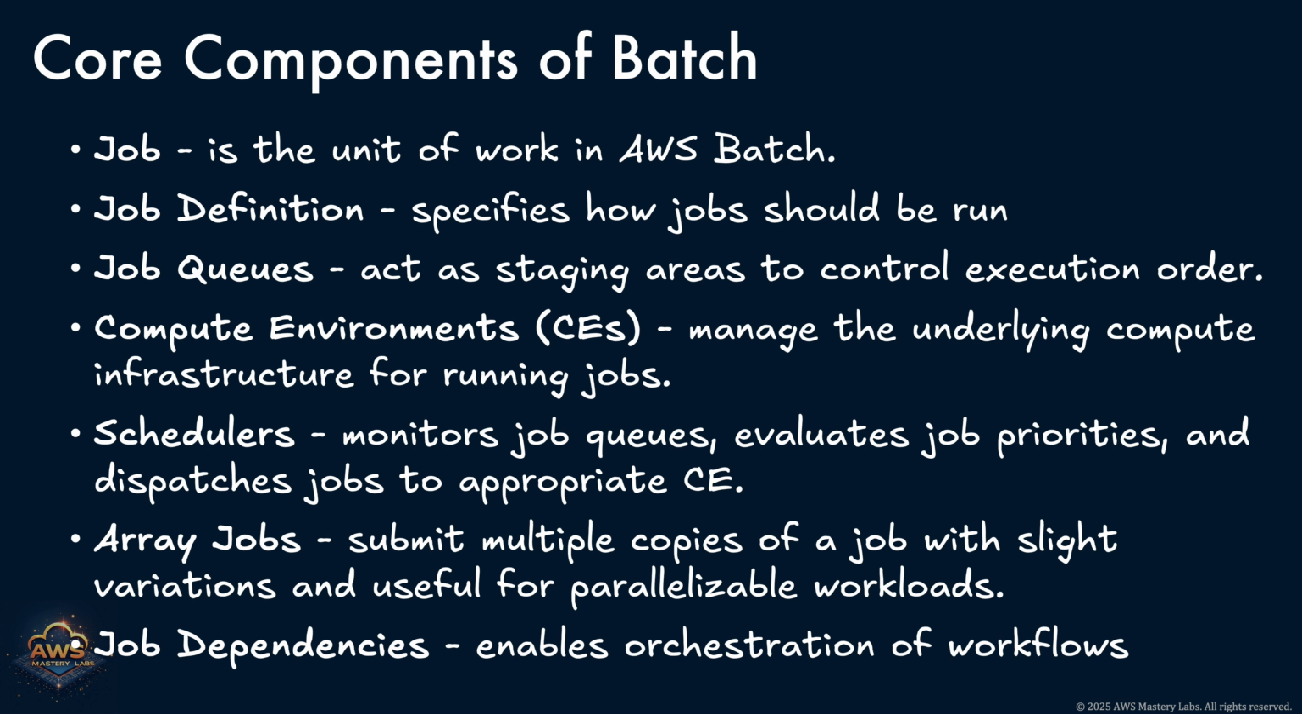Job queues are the staging areas where jobs wait to be scheduled. Each queue can be mapped to one or more compute environments, and AWS Batch uses job priority to decide the order of execution when resources become available. Compute environments, or CE, provide the actual infrastructure to run jobs. These can be managed, where AWS handles provisioning EC2 or Fargate resources, or unmanaged, where you supply your own. You can configure CEs with a mix of on-demand and spot instances to balance performance and cost. The scheduler plays a central role by continuously monitoring queues and dispatching jobs based on priority, resource availability, and job requirements. It ensures efficient and fair resource utilization.